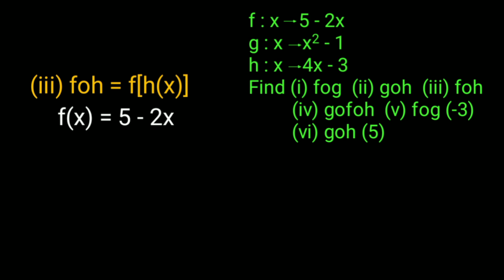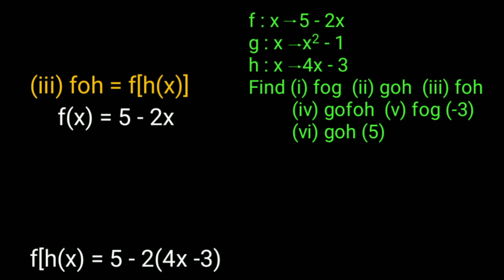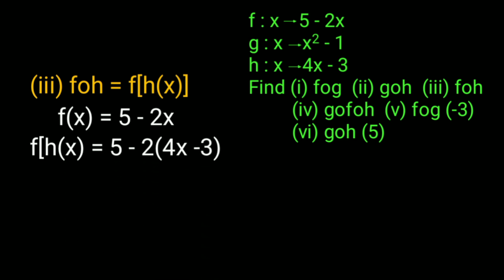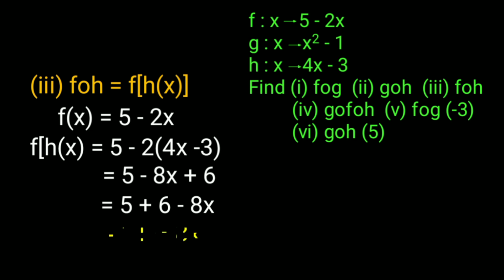So from the question, our h of x is 4x minus 3. So we bring that into the equation. That becomes 5 minus 2 in the bracket 4x minus 3. So opening that bracket, don't forget the use of the sign as I pointed out in the previous example. That becomes 5 minus 2 times 4x is 8x. Then you have to use the negative sign to multiply the negative sign in the bracket. That becomes 5 minus 8x plus 6. And of course, the constants arranged together, that becomes 5 plus 6 minus 8x. And then finally, we have 11 minus 8x.